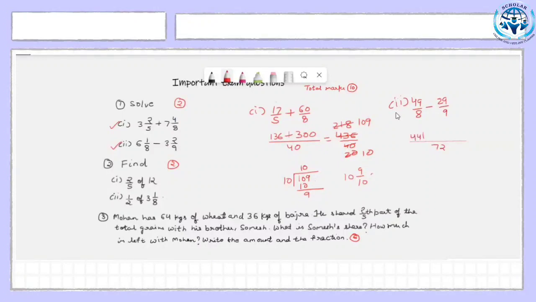Now we will multiply 49 and 9 and we will get 441. 9 8s are 72. So we will multiply 29 and 8 and we will get 232. Here I am explaining a little. As 8 9s are 72, so we will multiply 49 and 9. So we will multiply 9 with 49 to get 441.